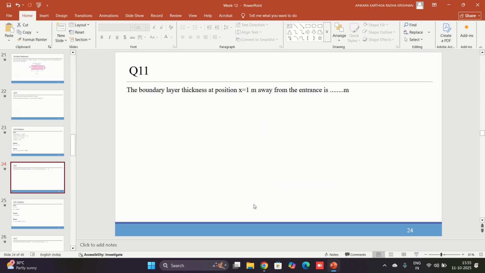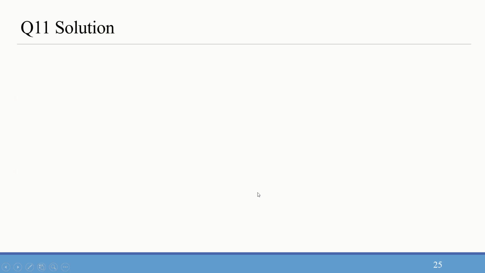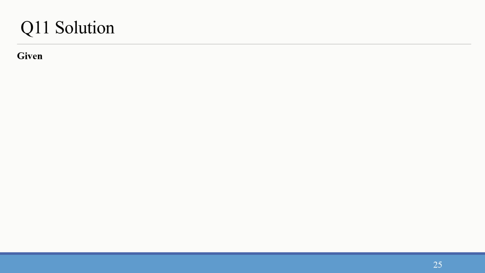The boundary layer thickness at a position of x equal to 1 meter away from the entrance is dash meters. If you see in the question, the answer is asked in meters, not in centimeters. So boundary layer thickness at x equal to 1 meter, Rex which we calculated in the previous problem as 2 lakhs.